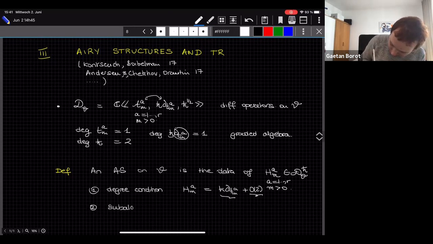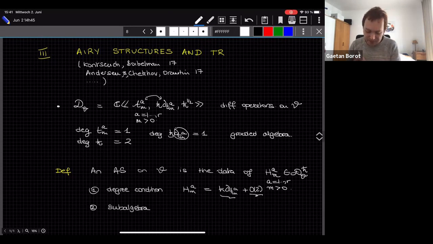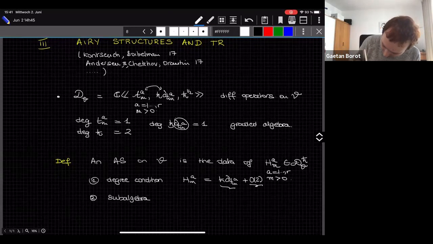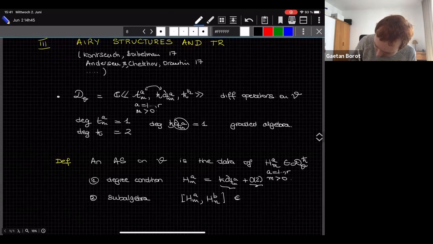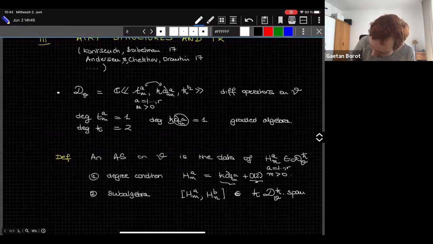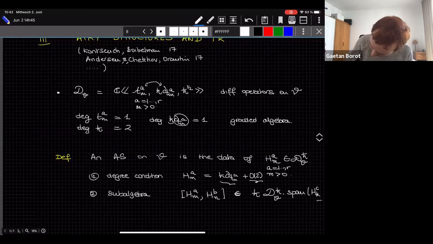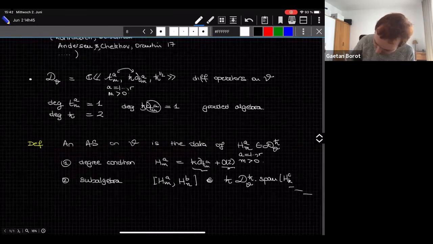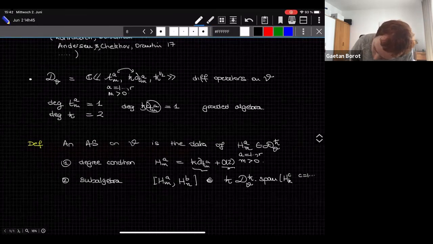And then there's a subalgebra condition. So they tell us that H_{m,a} is a perturbation of the trivial vector fields, the trivial differential operators. And the subalgebra condition means that these operators are compatible with one another. So when you commute the two, that has to be in the left ideal generated by the H's. And this condition is quite non-trivial to address.